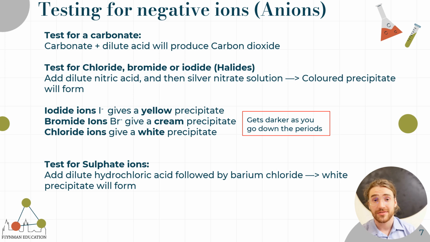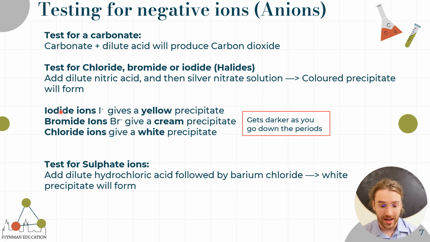Now the test for negative ions isn't as cool, unfortunately. So first we have the test for carbonates. Carbonates plus a dilute acid will produce carbon dioxide. For the test for chloride, bromide and iodide, or your halides, we're going to add dilute nitric acid and then silver nitrate solution, and a colored precipitate will form, so a solid will form that is colored.